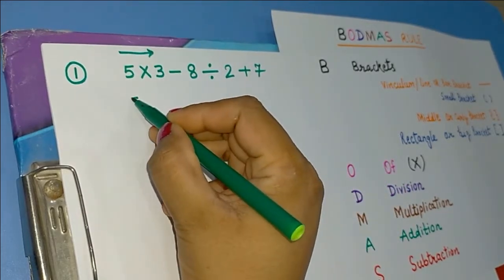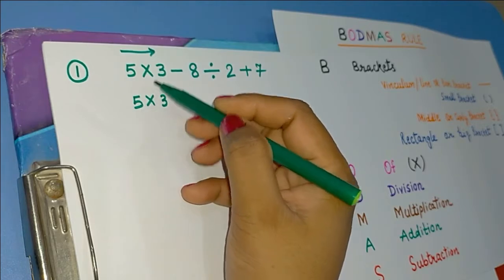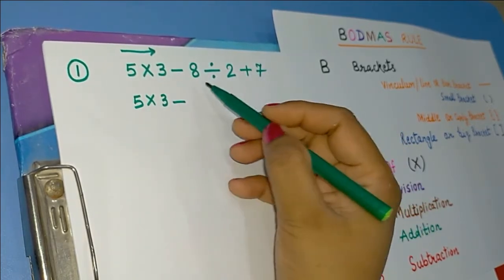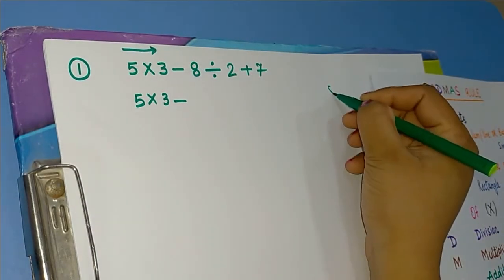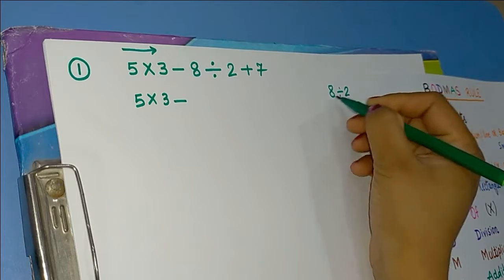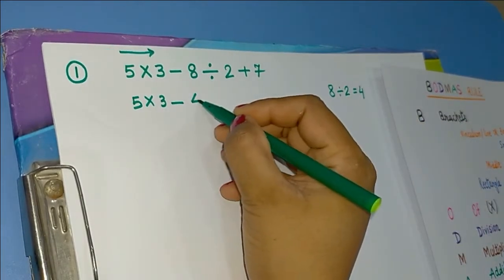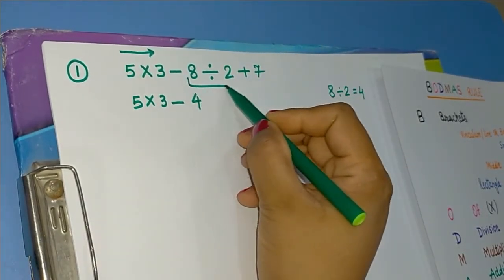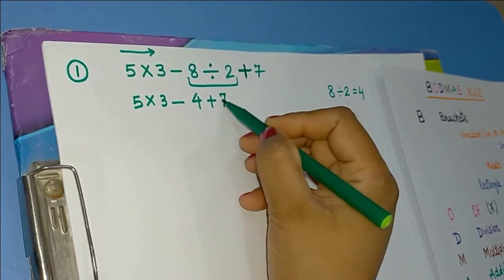So here we will copy the rest of the numbers as it is. So 5 is as it is, cross is as it is, 3 is as it is, minus is as it is. But when we divide 8 by 2, we get answer 4. So here we will write the 4. Then as we are done with this step, copy the plus sign as it is here, then 7.